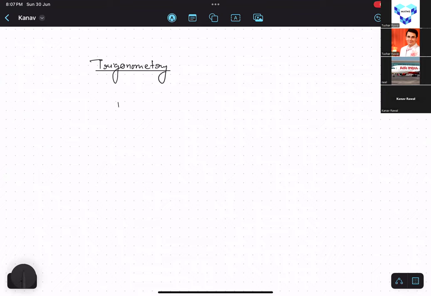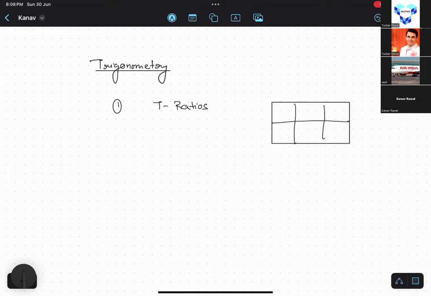So first thing what we learned was trigonometric ratios. We call it ratios. Okay. And there are different ways of remembering trigonometric ratios. One is Pandit Badri Prasad. And on the top, we write sine, cos, tan, cosec, sec and cot.